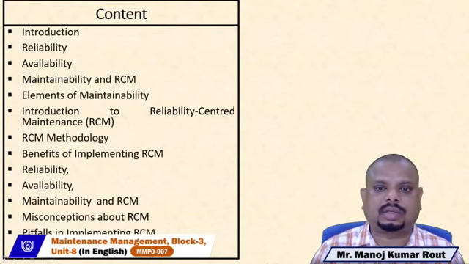First is the introduction, then the introduction to reliability, availability, maintainability, and reliability centered maintenance, which is shortly known as RCM. Then the elements of maintainability. Next we have the introduction to reliability centered maintenance, then RCM methodologies, and the benefits of implementing RCM in organizations. Then we have to understand the benefits of reliability and availability. Next we have maintainability and reliability centered maintenance.